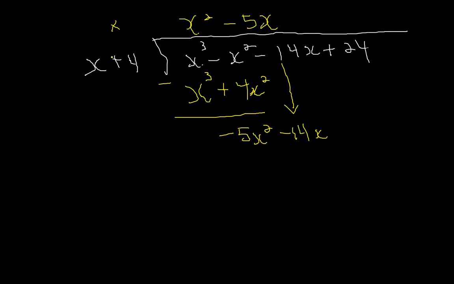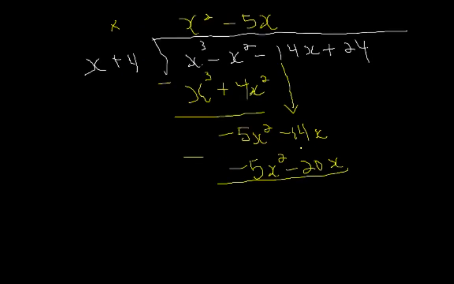Minus 5x multiplied by x, that's minus 5x squared. Minus 5x multiplied by 4. Remember, you can't neglect the 4. You have to multiply by 4 as well. That's going to give me minus 20x. We always subtract the terms.